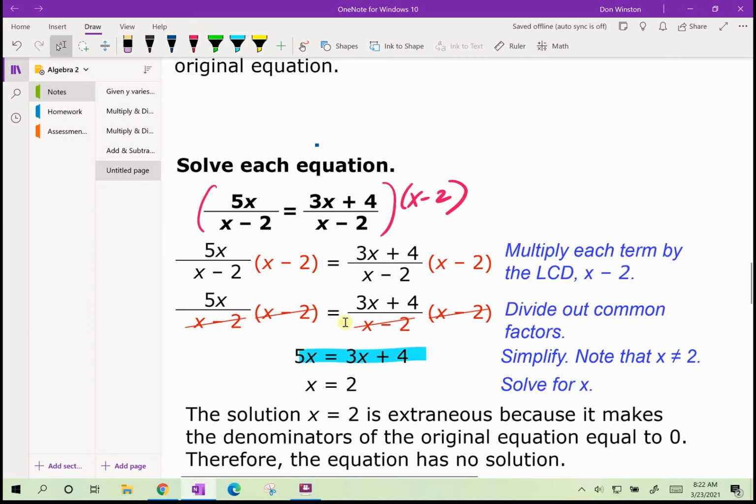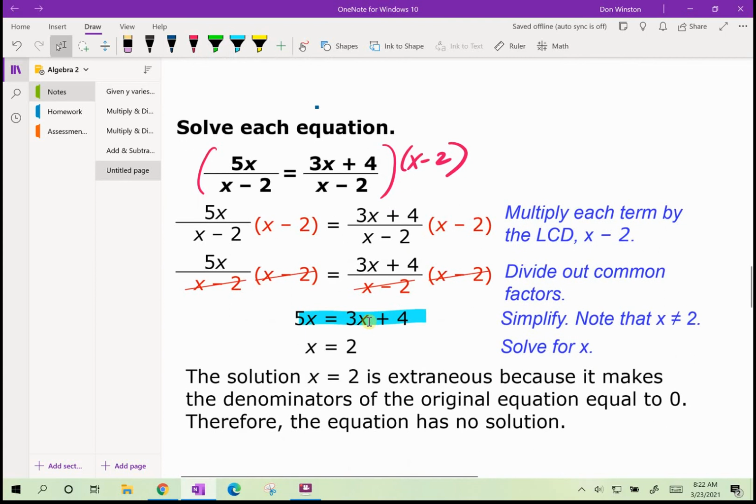But I want you to notice here, the solution is 2, but it's extraneous, because if x is 2, then what I'll have is 0 in the denominator. So 5x divided by 2 minus 2 is 5x divided by 0. And dividing by 0 is undefined. You can't divide by 0.